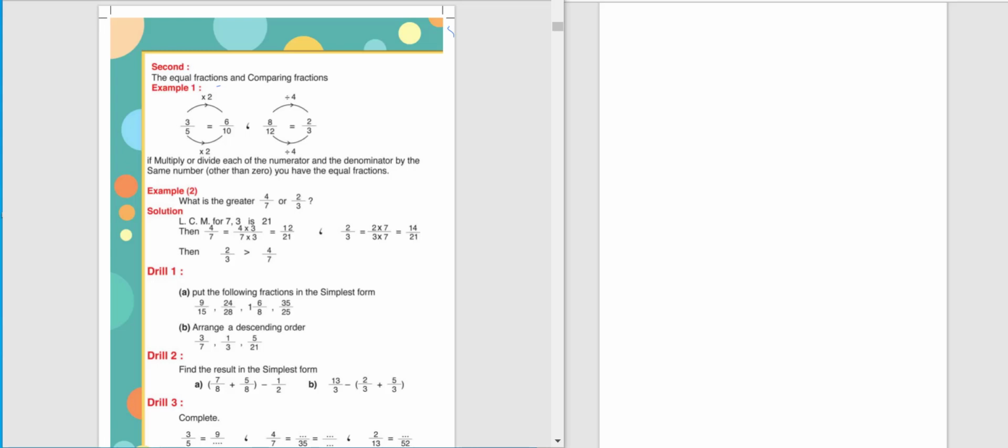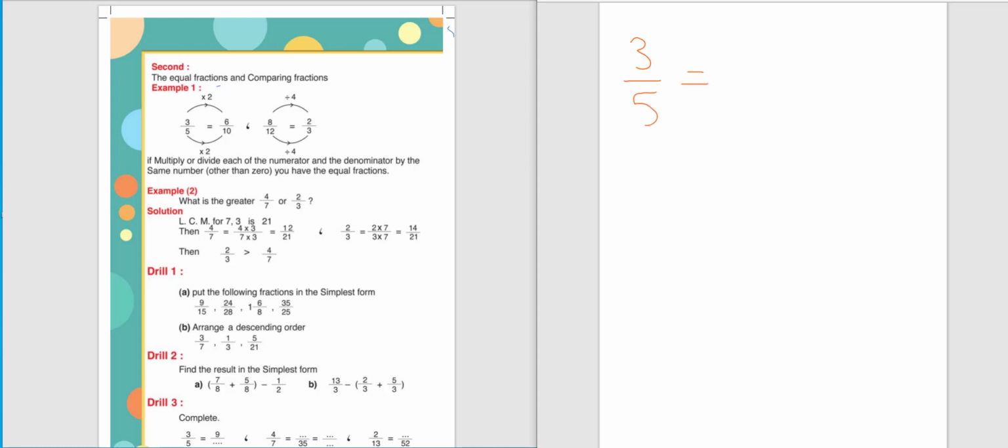Today we will complete the fractions. Second, here we have the equal fractions and comparing fractions. Equal fractions, we studied before. Equal fraction, 3 and 5 not divisible by each other.